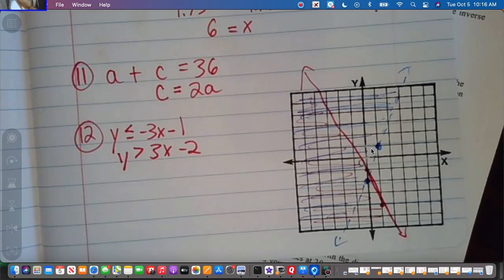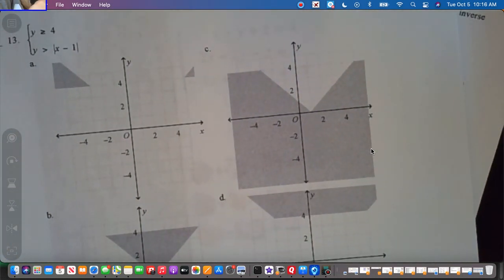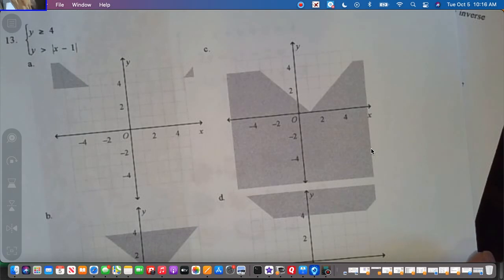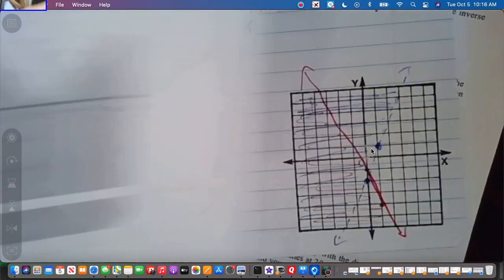13 is weird. What I would suggest is graphing it on your own and then comparing, because to me, this looks like a mess. Can I graph it on one of those? You can graph it, yeah, and see which one it would match. That's fine.